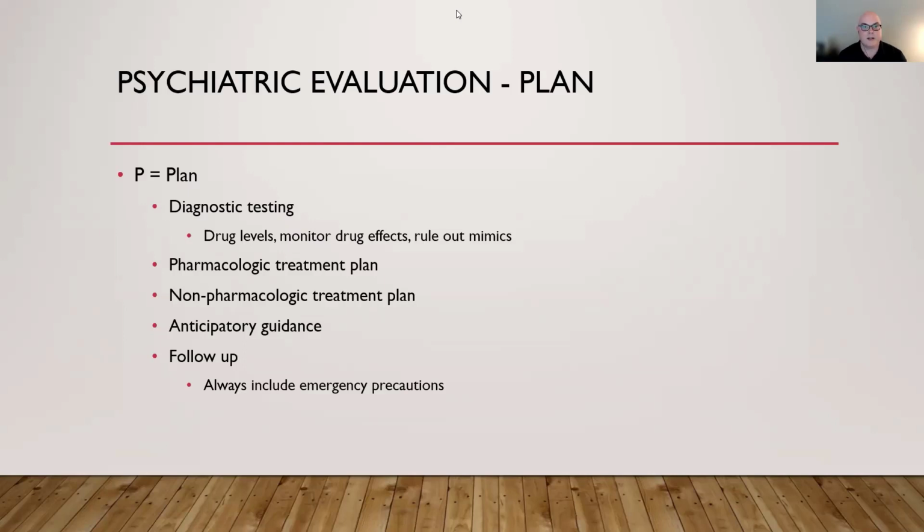So the plan is going to consist of some diagnostic testing. It might be drug levels for psychiatric medications to monitor those effects. It might be medical labs to rule out mimics. So it might be blood levels to look for anemia. It might be thyroid levels to look for thyroid disorder, a metabolic panel to look for electrolyte disorders or diabetes, etc. We'll come up with a pharmacological treatment plan.